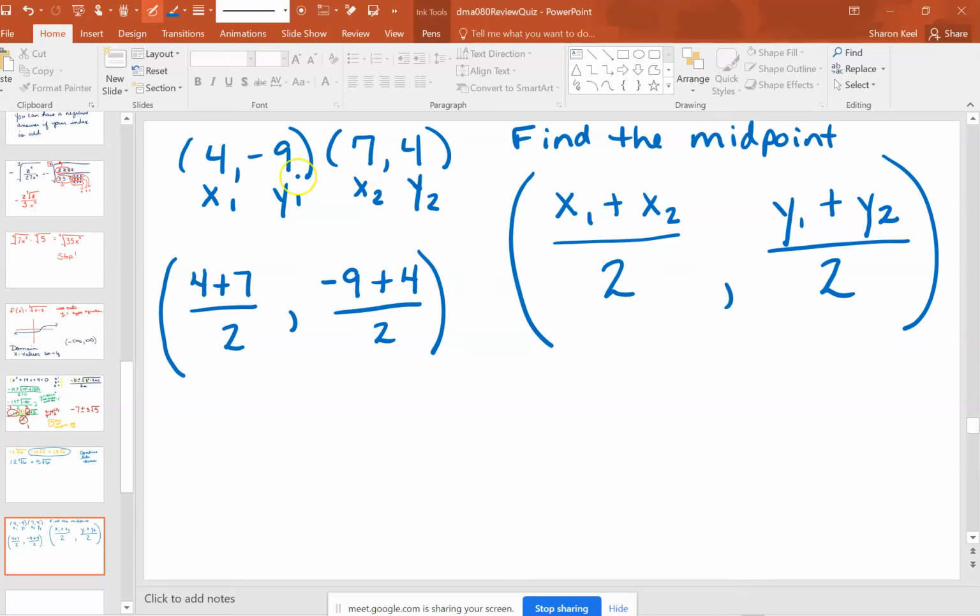X's, y's. 4 plus 7 gives me 11 halves. I cannot reduce 11 halves. Negative 9 plus 4 is negative 5 over 2. And I cannot reduce negative 5 over 2. So you're going to leave your answer as an ordered pair, and you may leave those two values as fractions. Sometimes these values may simplify to a whole number.